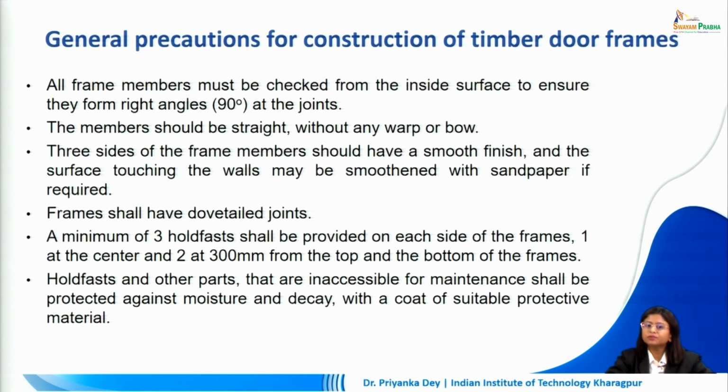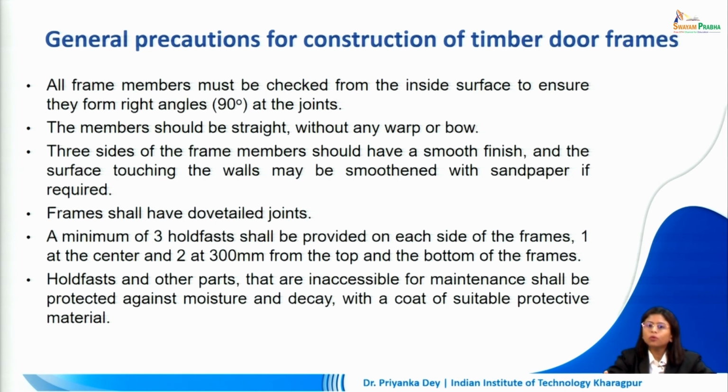Now, three sides of the frame members should have a smooth finish, and the surface which is touching the wall may be smoothened with sandpaper if required. Also, we are going to paint it with coal tar and anti-termite solution before fixing it up. The frames shall also have dovetail joints.